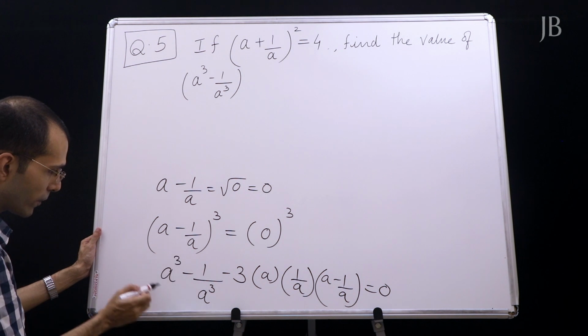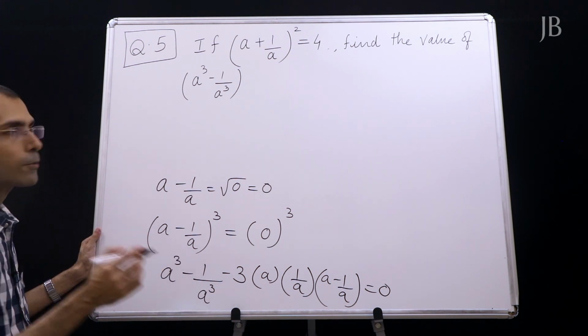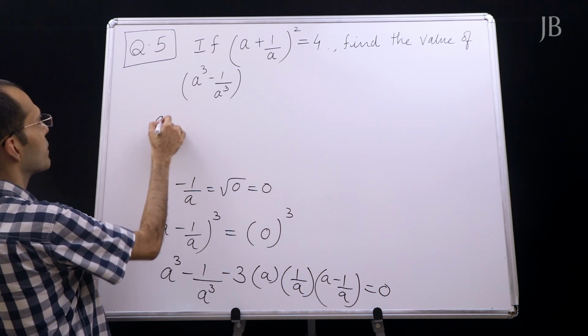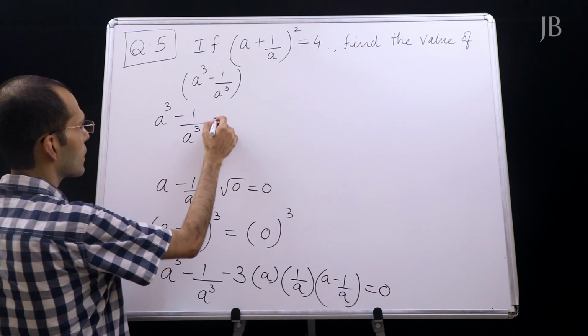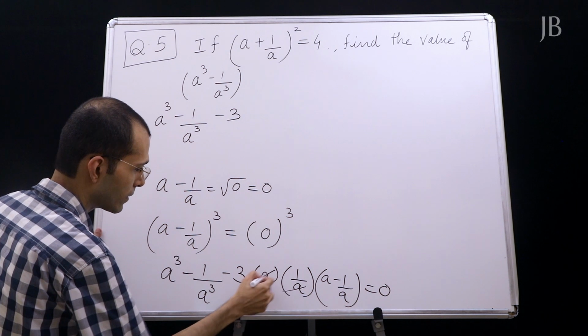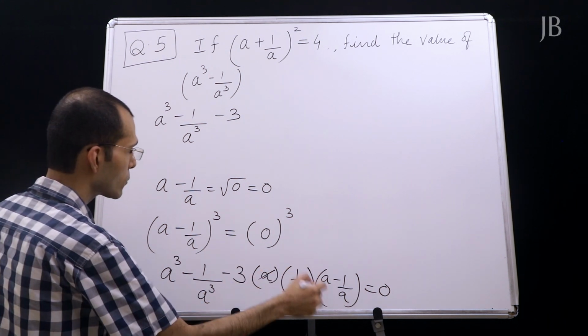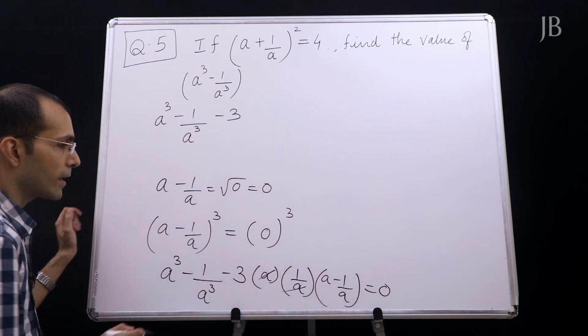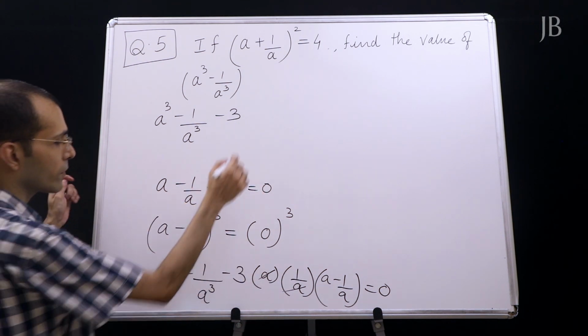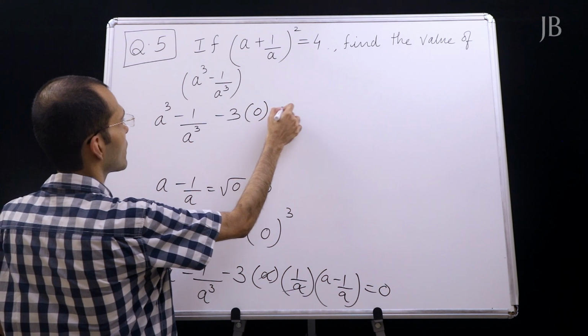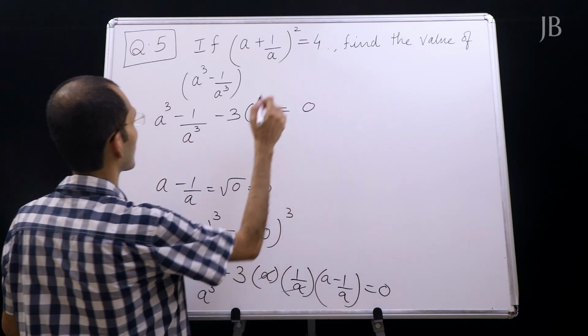This is what we have to find out. a cube minus 1 upon a cube. So you keep it like that, a cube minus 1 upon a cube. This will get cancelled. Minus 3 into a minus 1 upon a. A minus 1 upon a was how much? 0. So we have to substitute that, is equaling 0.